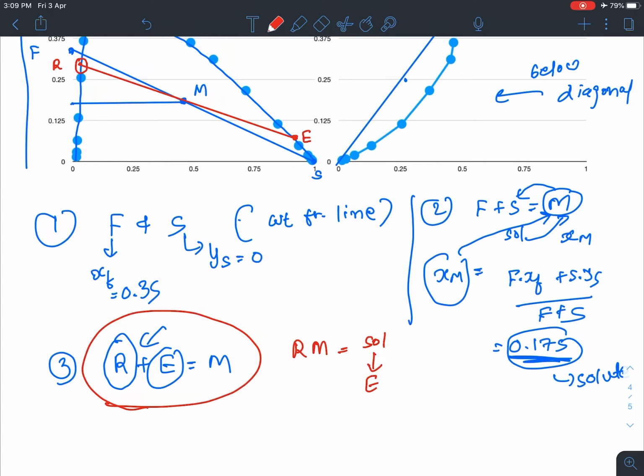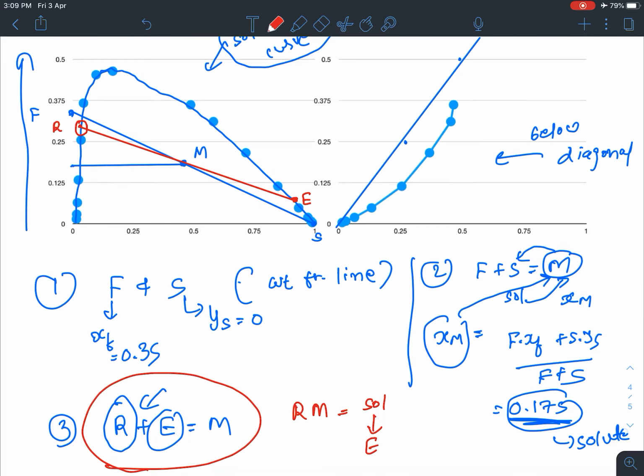So how to check that? We just extend this line up to the diagonal. Then we go vertical up to this curve, and then we come back again to this curve. As you can see, this was my assumption for R, and based on that assumption I have come up with this point, but actually it should be somewhere around here. So my assumption is wrong.